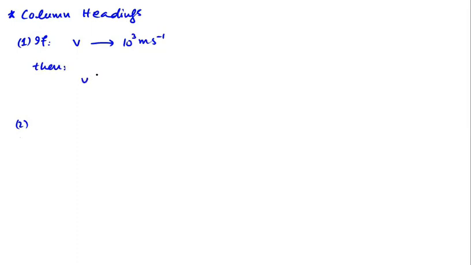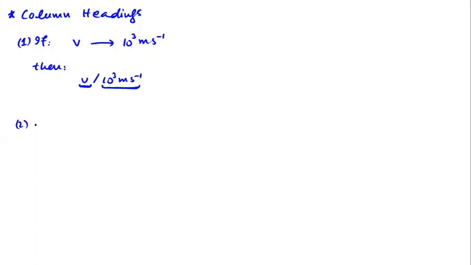Let's now learn rules for writing column headings. Students, there are two rules and they are both very simple. So according to the first rule, if there is a quantity V which is to be expressed in units 10 to the 3 meter per second, then column heading for V should be V forward slash mark and units of V 10 to the 3 meter per second. So the rule states that the column heading should contain both the quantity and its units, and they should be separated by a distinguishing mark, for example forward slash mark, right?